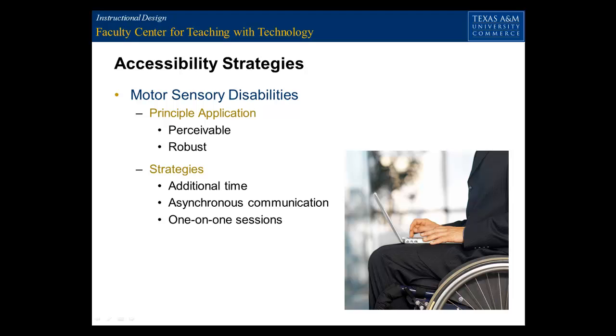Individuals with motor sensory disabilities experience limited strength, mobility, and stamina. There are a variety of strategies that can be used to increase the accessibility of course learning content for individuals with motor sensory disabilities, including giving them additional time to complete a task, using email and other asynchronous communication tools, and when possible, having one-on-one sessions with the individual.